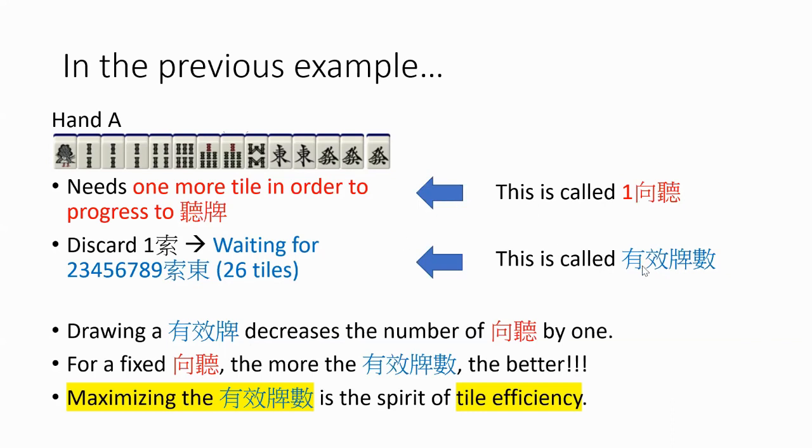So suppose you draw a 有效牌, then essentially this hand will progress to 零向聽 or 聽牌, okay? So 聽牌 is something good, of course, right? Based on this example and the discussions here, we see that maximizing the 有效牌數 will actually increase your probability of 聽牌, okay? And essentially, maximizing the 有效牌數 is the spirit of tile efficiency, okay?